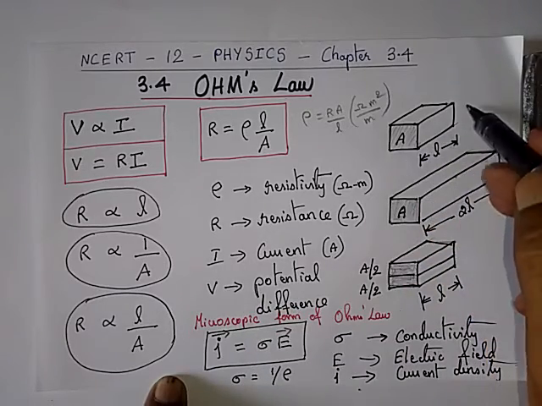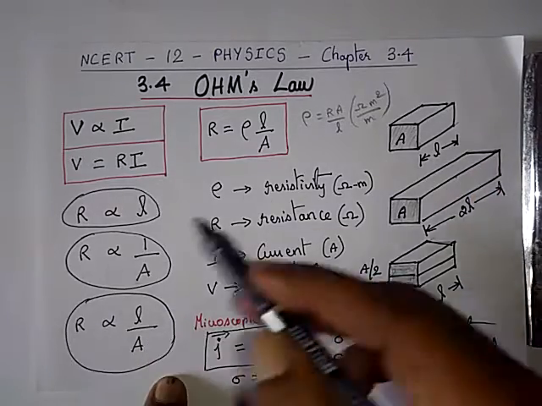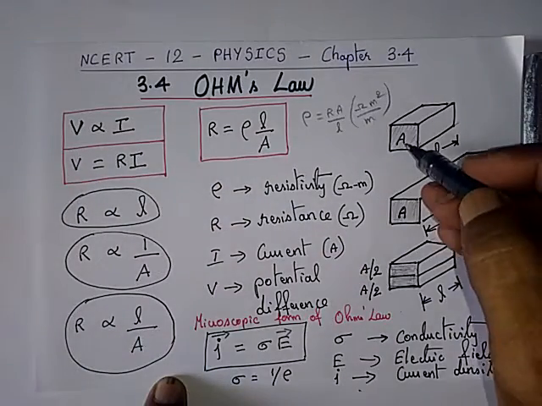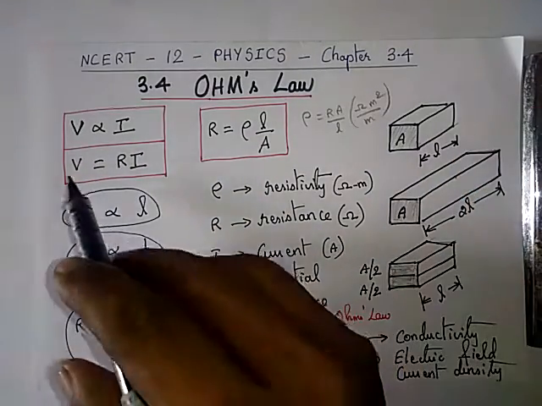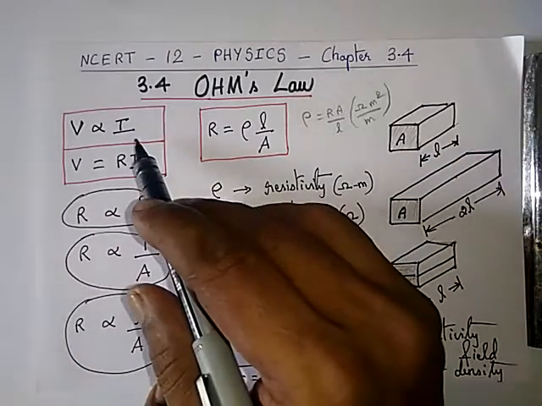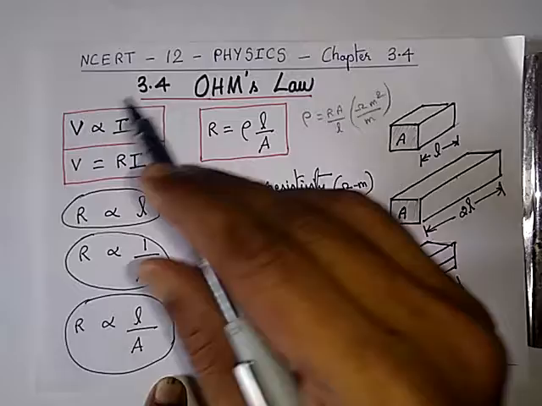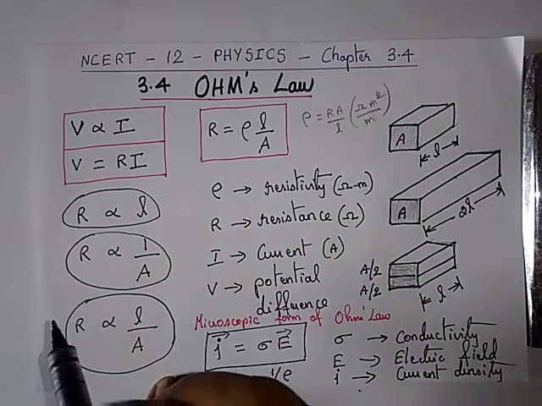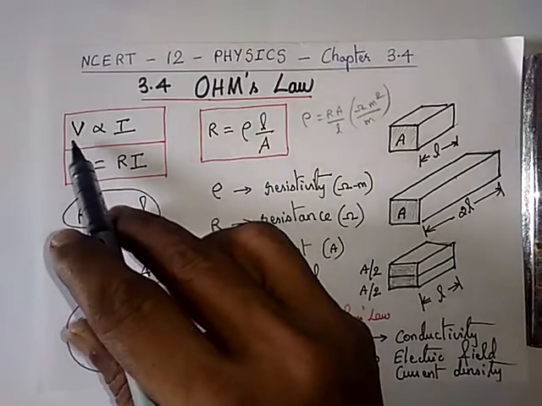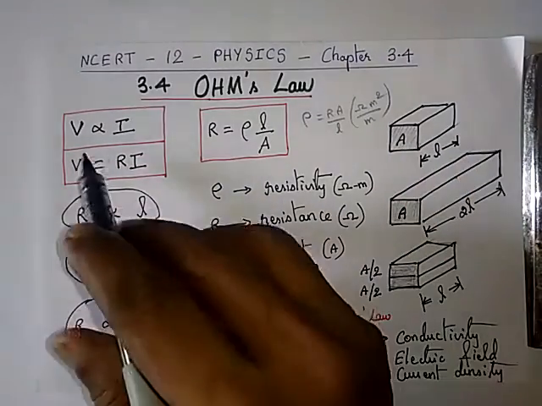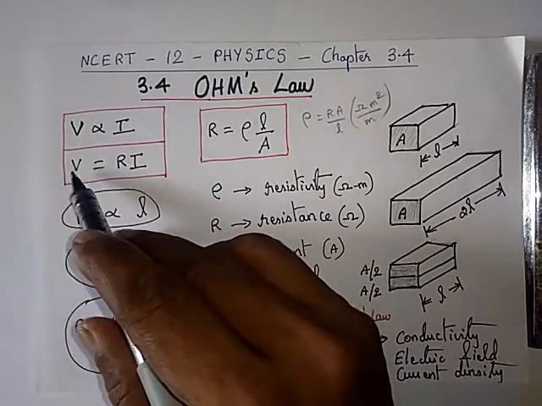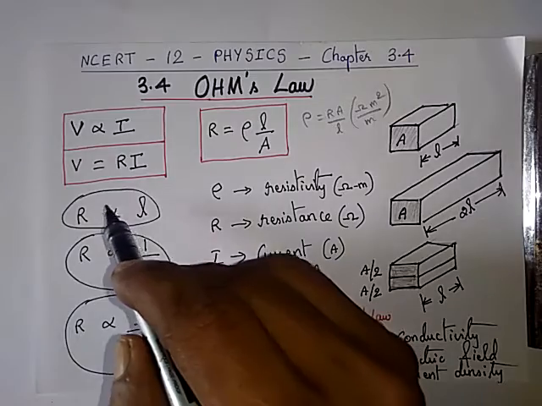Suppose you apply a voltage between these two points. The potential difference between this end and the other end, the voltage, is directly proportional to the current flowing through this conductor, provided the temperature is constant when we take this measurement. So the potential difference between the two ends of the conductor is directly proportional to the current flowing in the conductor. Therefore V is equal to R into I.